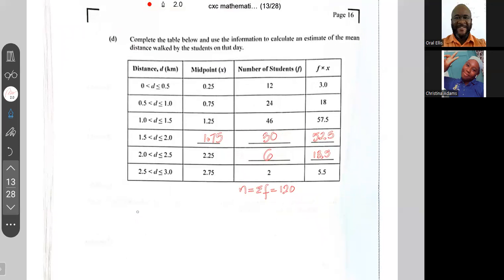And when you have grouped data, the mean x bar is equal to the sum of fx divided by n, where fx is an estimate of the sum of all the values. So let's get the sum of fx. Let's add up the right column. This is 3 plus 18 plus 57.5 plus 52.5 plus 13.5 plus 5.5. So the sum of fx is 150.